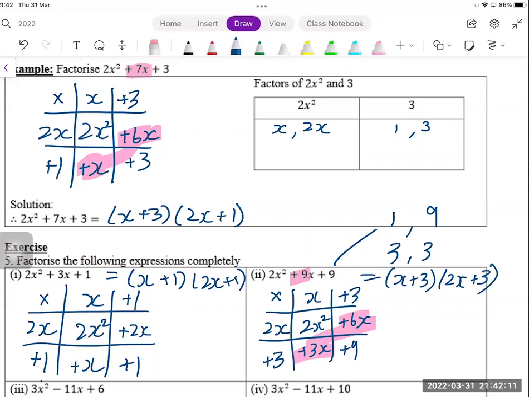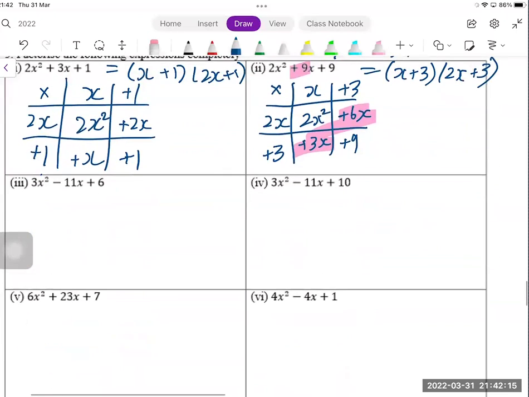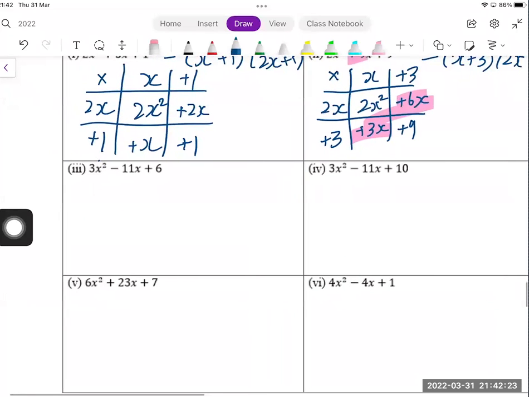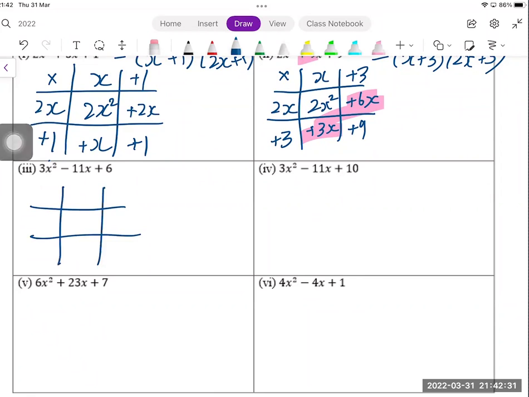Okay, so there's quite a few to try. I try one more together with you first, before you try this one on your own. So let's try this together. I have 3x squared minus 11x plus 6.